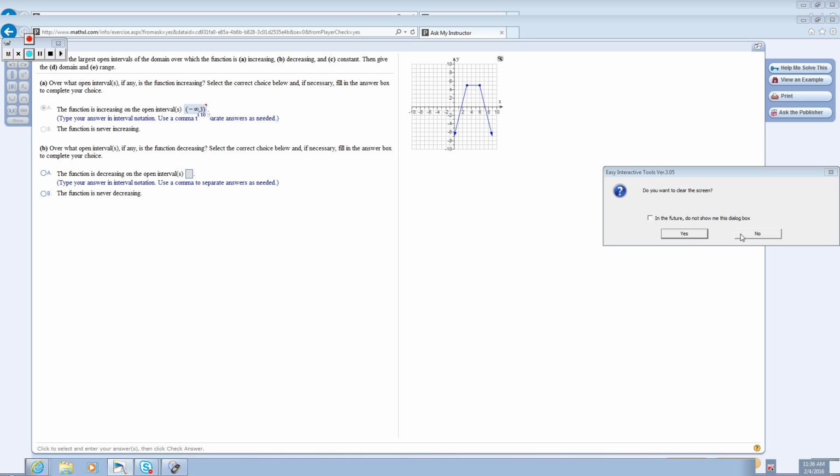Okay? Everybody with me? So the next one, where is it? What does it say here? Decreasing. So they don't want a bracket here. So it's decreasing from 6 to infinity. So you put a 6 here.